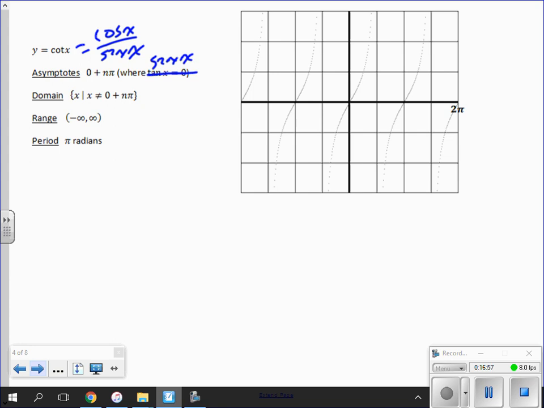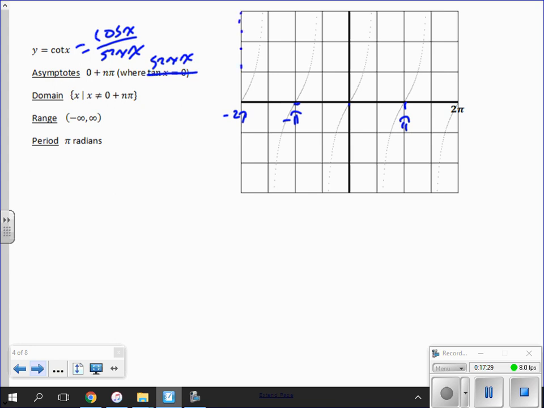Okay, and on here, this has got the tangent curve. So the tangent curve, the tangent's 0 at all those places. So this would be negative pi here. This is negative 2 pi here. This is 0. This is pi. That's 2 pi. So the graph that's on there is the tangent. So every one of those are my asymptotes on this one.